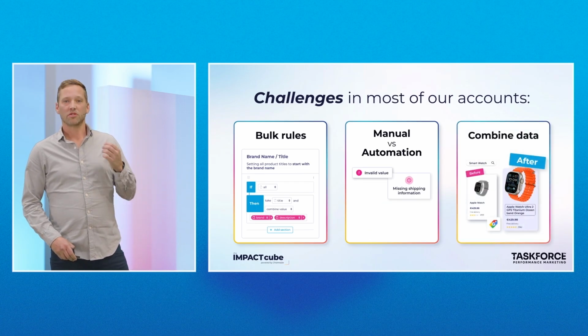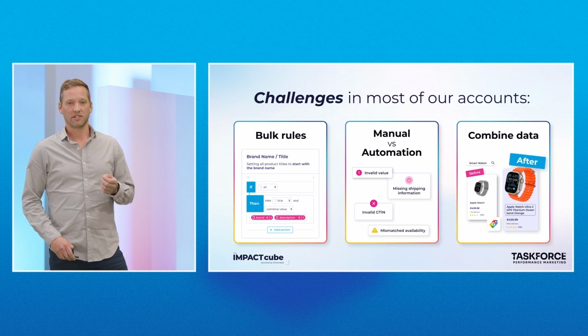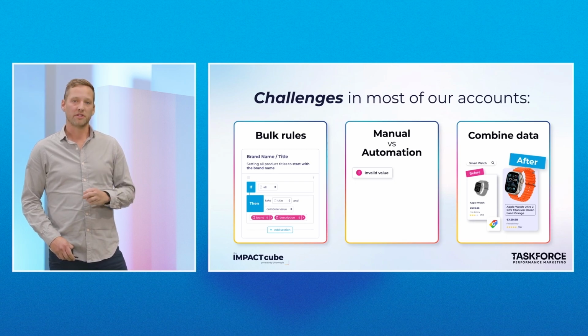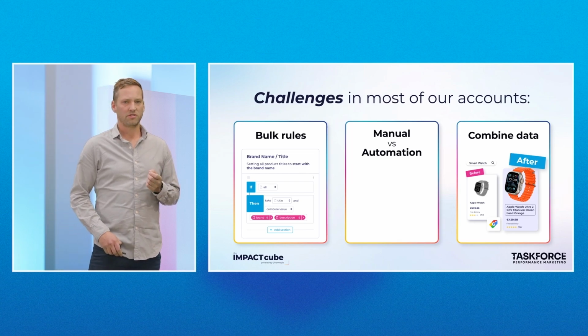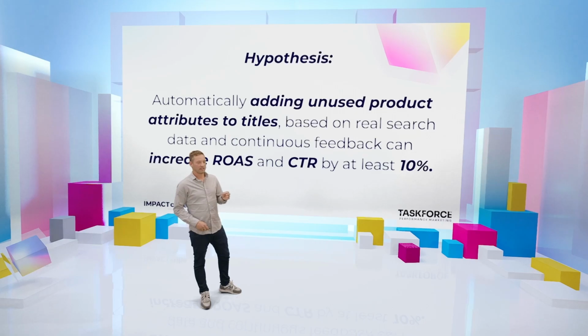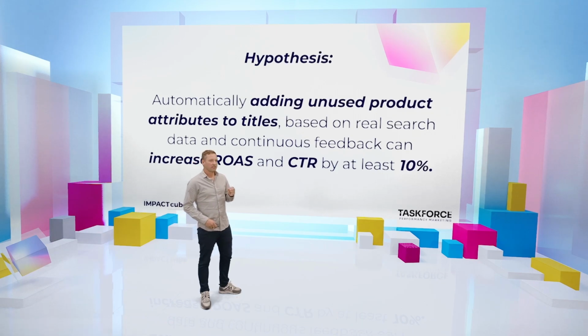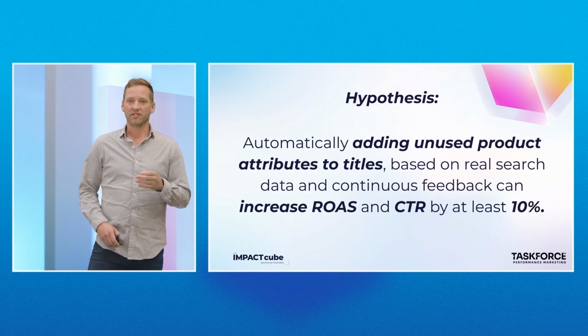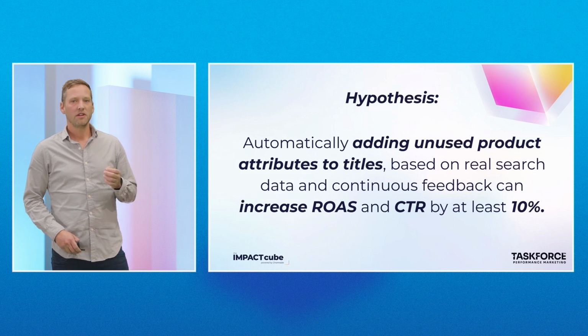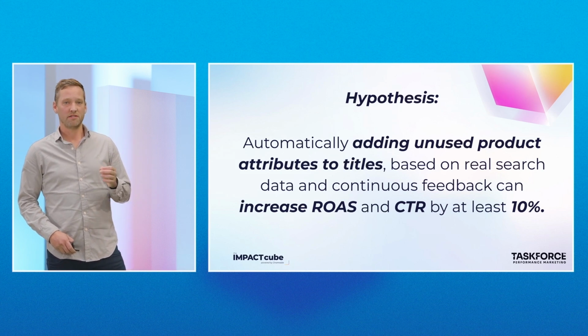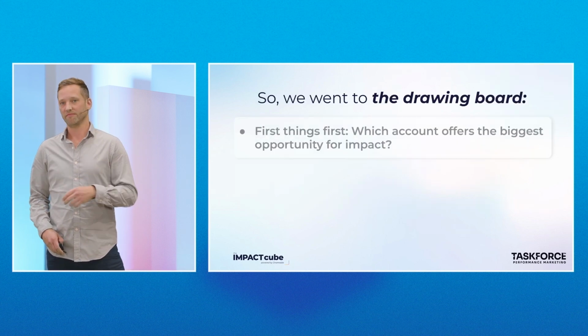However, these rules have some limitations when a feed is inconsistent or when important attributes are missing. Lookup tables can solve some issues, but they are not scalable. So the first step we took to tackle these challenges was to define this hypothesis: if we automatically added unused product attributes to titles using real search data and a continuous feedback loop, we could boost ROAS and CTR by at least 10%.